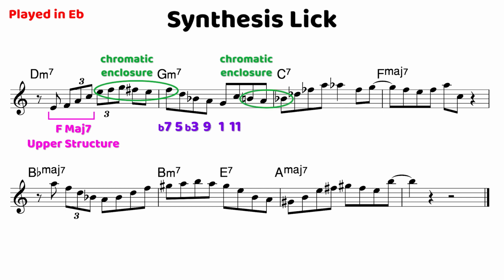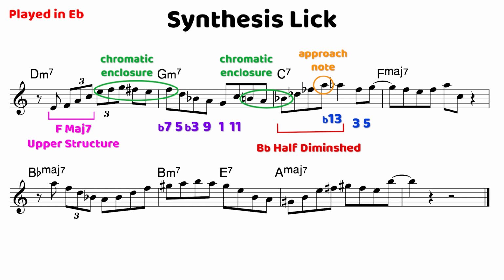Then there's a 3-note chromatic enclosure around the flat 7 of the C dominant 7 chord. From here we're highlighting the sound of B flat half diminished. This A up here is just an approach tone of the flat 7 of this B flat half diminished, aka the flat 13 of the C7. Then we play the 3rd and then the 5th and tie it into the first note of the F major 7, which is cool because this G goes from the 5th and changes its function into the 9th.